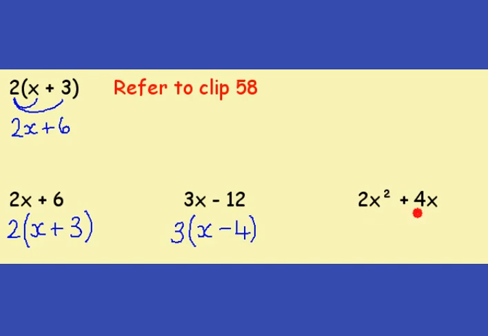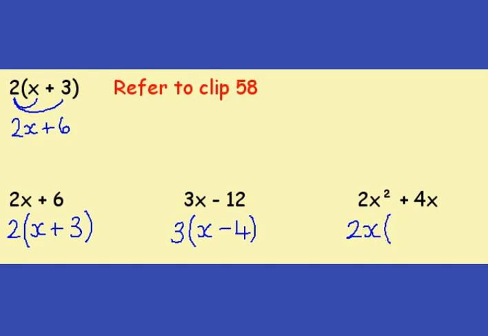Now this question is the only other type you might get. It's a little bit harder, but you can still do it. Have a look at the numbers first. We've got 2 and 4. 2 goes into both of those. Have a look at the x's. We've got x squared and x, so we can take out an x.